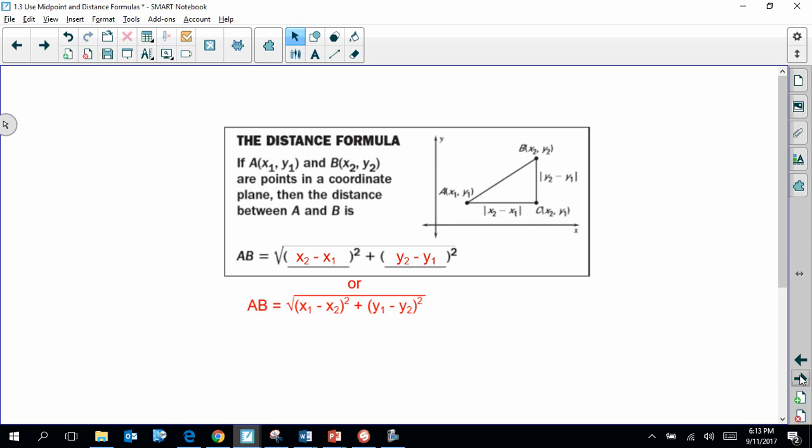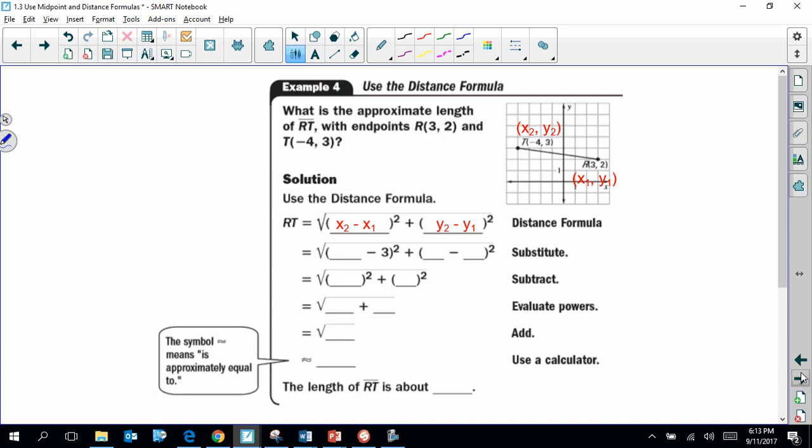Most geometry textbooks and online resources will give you what we're seeing in that top row, but I want you to understand, because I'm taking the difference, it doesn't matter what order I put them in, because when I square it, I'm always going to wind up with a positive number after I square something. So that's why the order that we subtract the x's and y's doesn't matter, as long as we're consistent throughout the problem. If I say x2 minus x1, I have to say y2 minus y1 in order to keep the equation working properly.